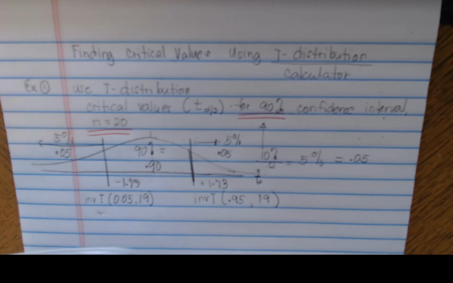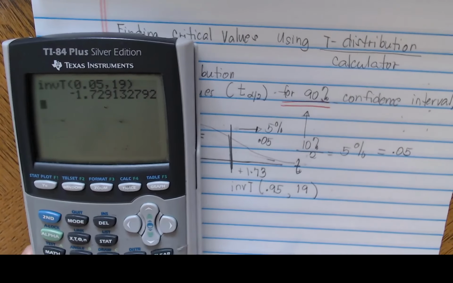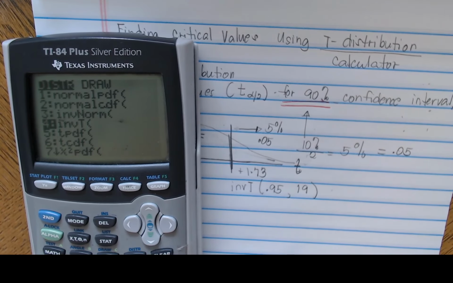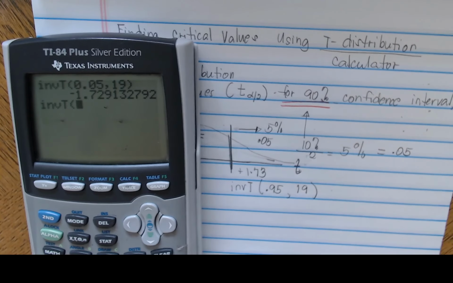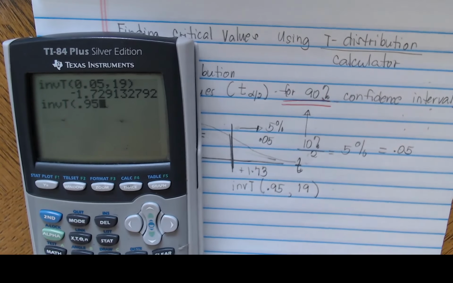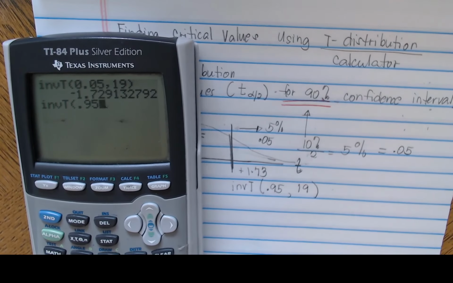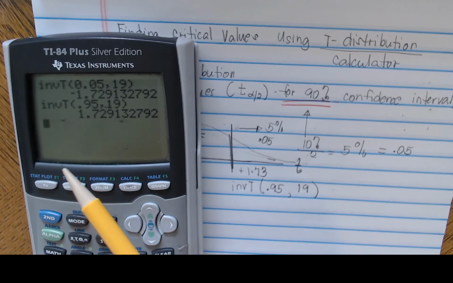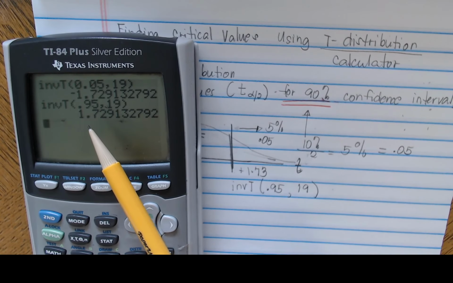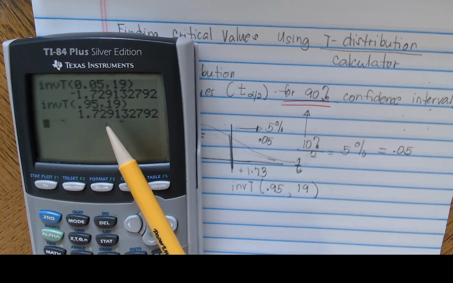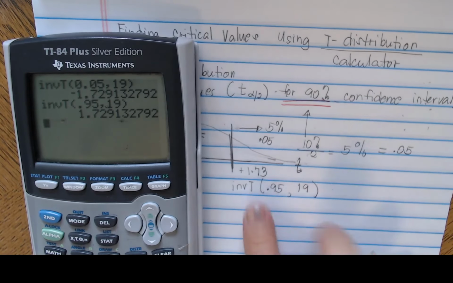But let's see if it's really the same answer. So second function, distribution, go down, and then this time 0.95 is the area to the left, and degrees of freedom is 19 because n minus 1 to get the degrees of freedom. So we have, you see, positive 1.729 or 1.73. So this is the same thing.